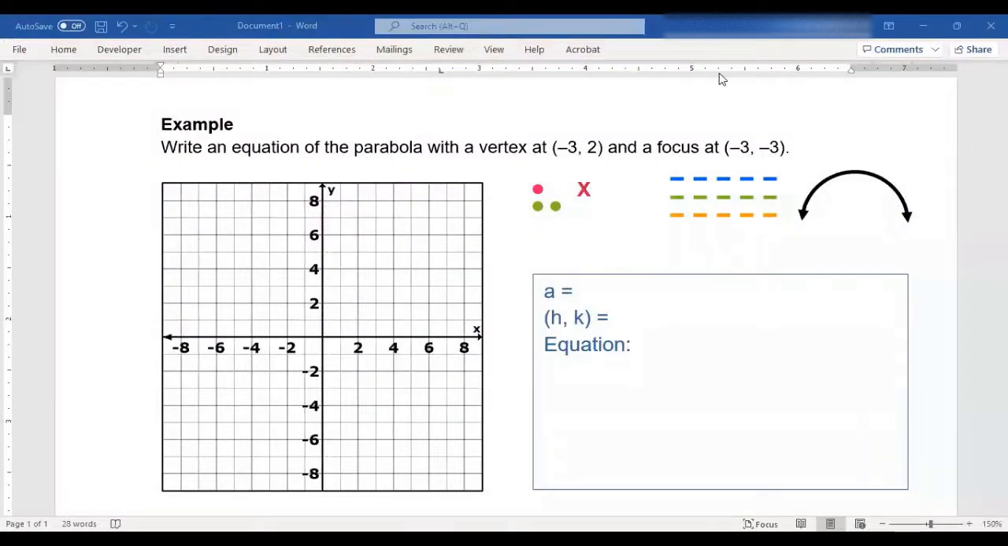Professor Ad here, and today we're going to write an equation of a parabola, given some particular features. Sometimes when you're asked to write an equation, you'll be given different kinds of information. In this example, we've been given a vertex and a focus. Sometimes you might be given a vertex and a directrix, or a focus and a directrix.